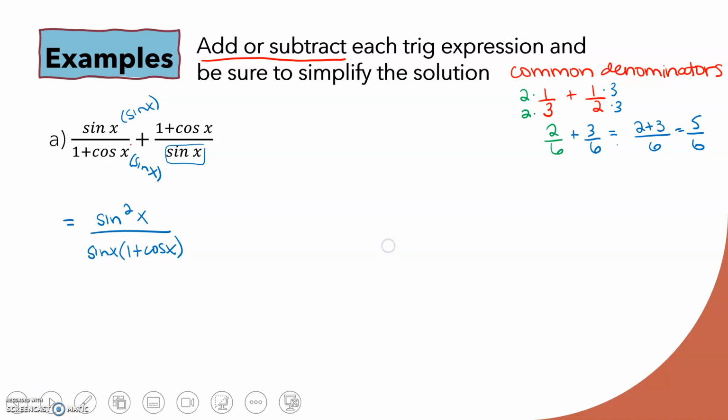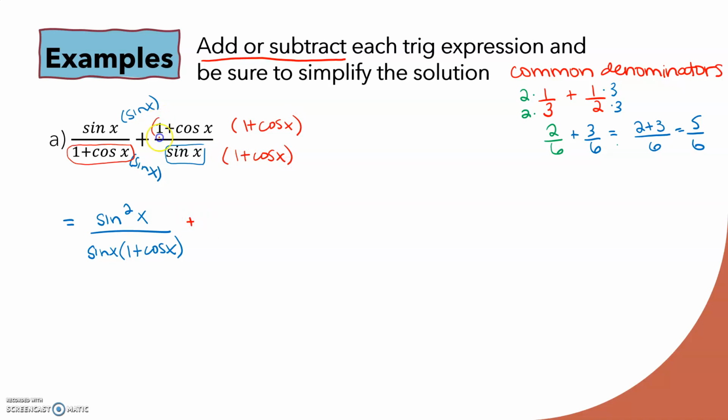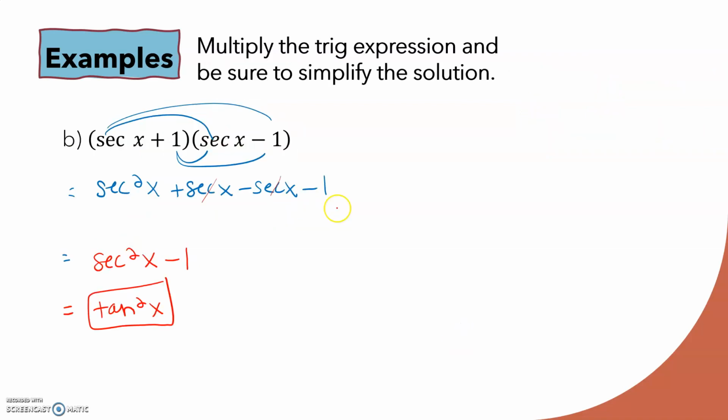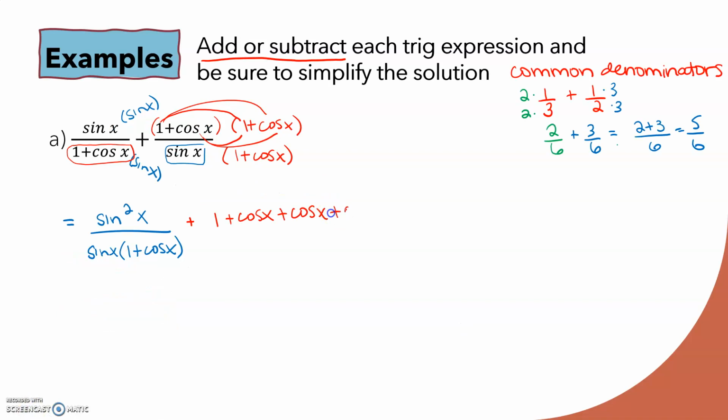If I look at my second fraction, I have a denominator of 1 plus cosine of x. So I'm going to multiply the top and the bottom times 1 plus cosine of x. Now this one we do have to do some FOILing because we have two binomials that we're multiplying. So I get 1 times 1 is 1. 1 times cosine is cosine of x. Cosine of x times 1 is cosine of x again. And then cosine times cosine is cosine squared of x. And then we're still dividing by sine of x times 1 plus cosine of x.